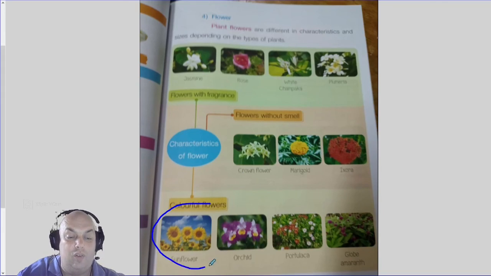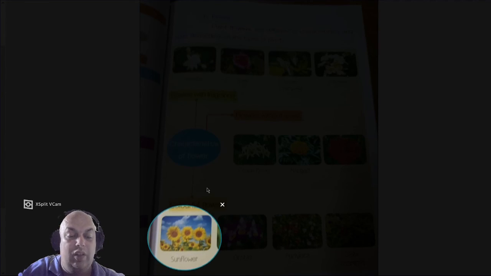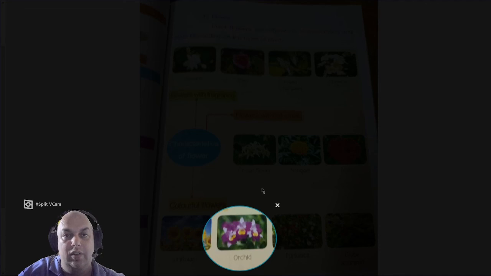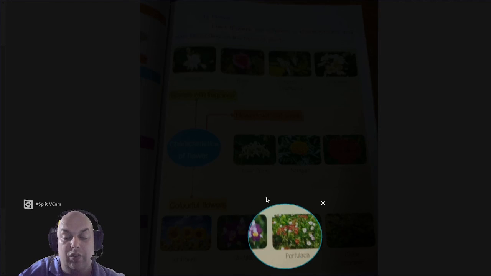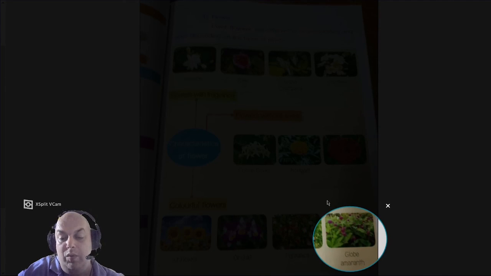Yes, so let's have a look at some nice colorful flowers. So over here we have the sunflower. Yes, a big yellow and orange flower. Then we have the orchid. Now the orchid in this picture is purple, white and yellow, but orchids can have many different colors. Over here we have the portulaca. It's also a very colorful flower. And then we have the globe amaranth, which is a nice, beautiful flower.